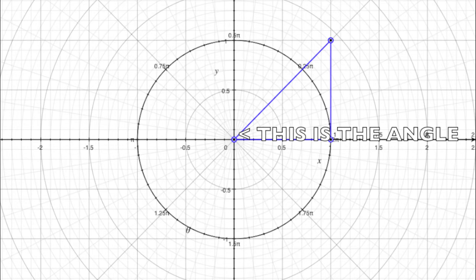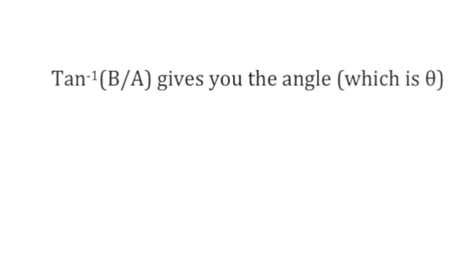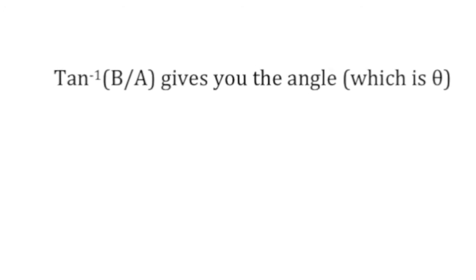Seeing as we now know the legs, because this is a plus bi, we can do the inverse tangent of b over a. Why? Because tangent is opposite over adjacent. So if we do the inverse tangent of the opposite over adjacent, that will give us our angle, and that's what we want. In this case, the opposite is the imaginary part and the adjacent is the real part. So the inverse tangent of b over a in our a plus bi form is going to give us our theta.